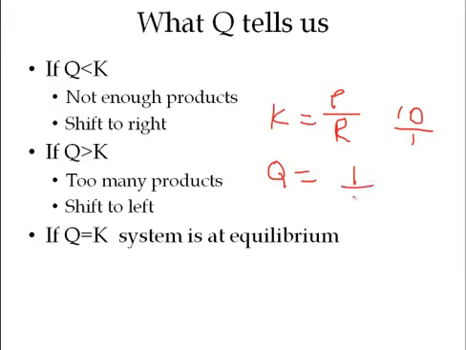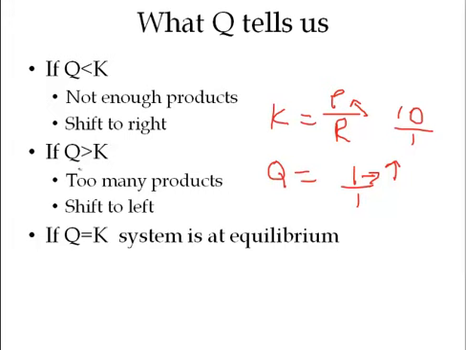If I have a value of 1 and it's just 1 over 1, what would have to happen mathematically to get Q to go to K? Well, I would have to make more products, right? So this number right here would have to increase. And that tells me that we're going to be forming more products. So initially we get a Q value of 1, but we've got to get to 10. The only way that could work is if we form more products.